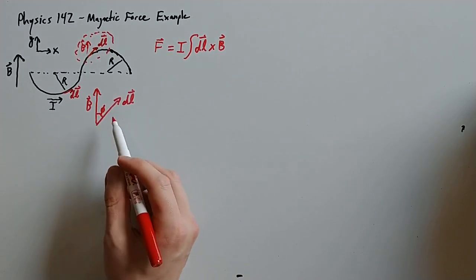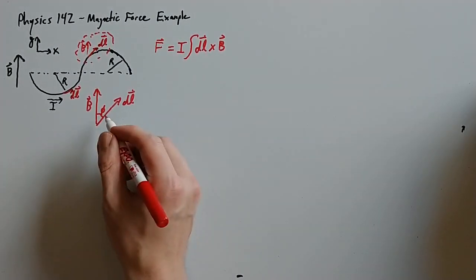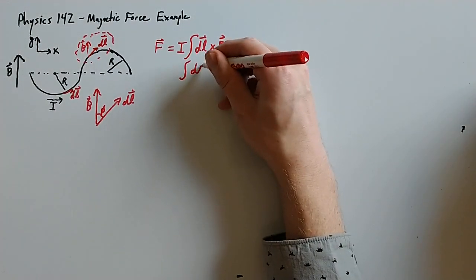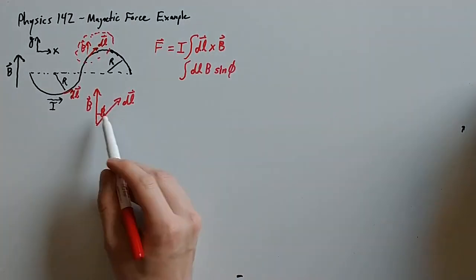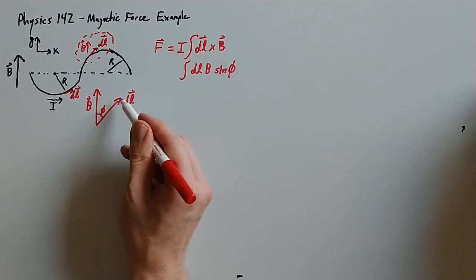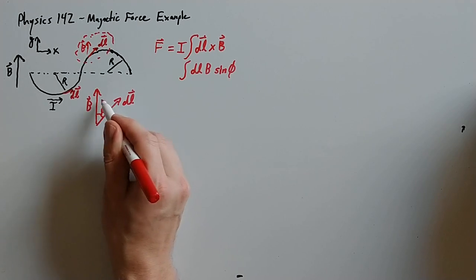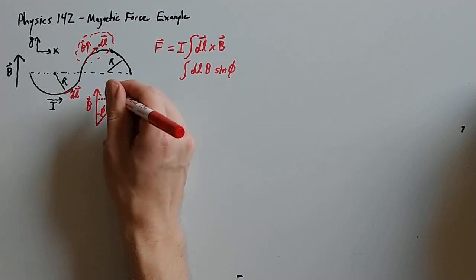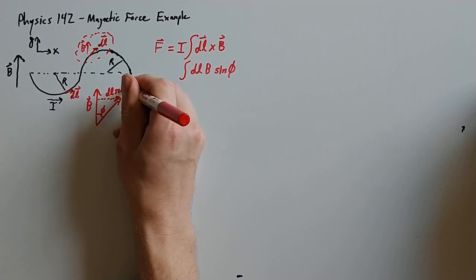What we recall is that the magnitude of this cross product is dl times B times the sine of the angle between them. That's how we get the magnitudes; the magnitude depends on the sine of the angle between them. So what's the sine of this angle? Sine is opposite over hypotenuse, so that's going to be this part of the dl vector right here. This part right here would be dl sine phi.